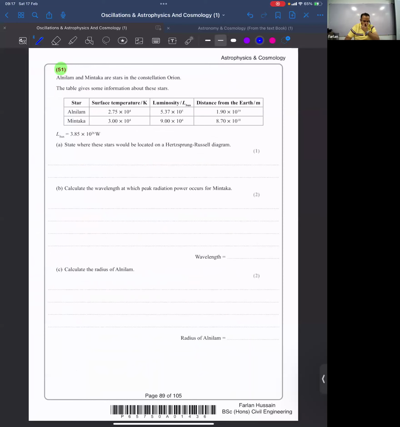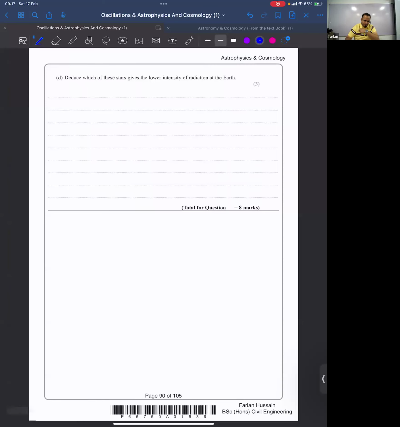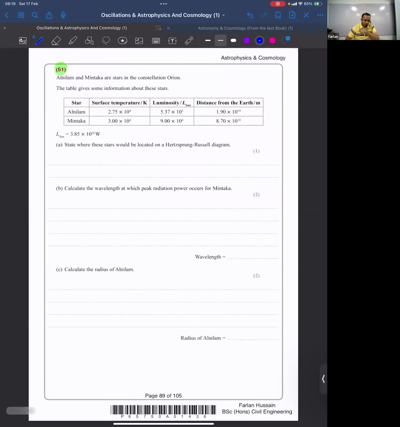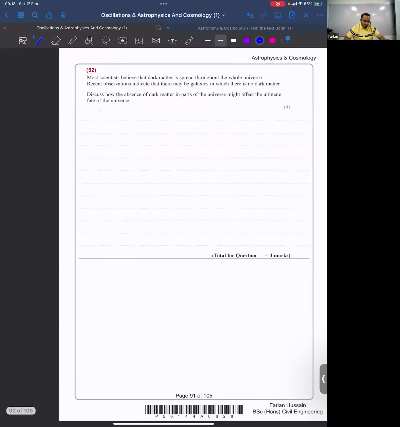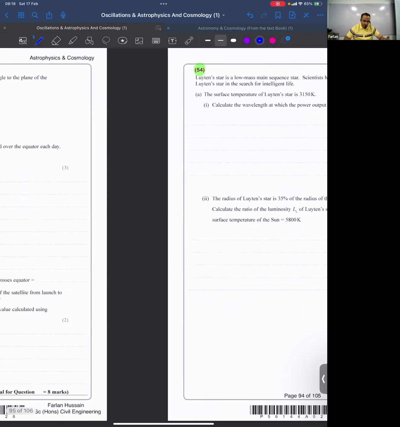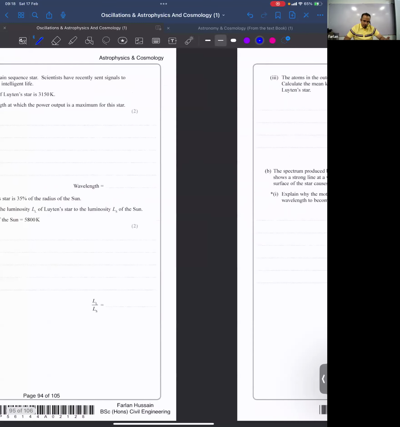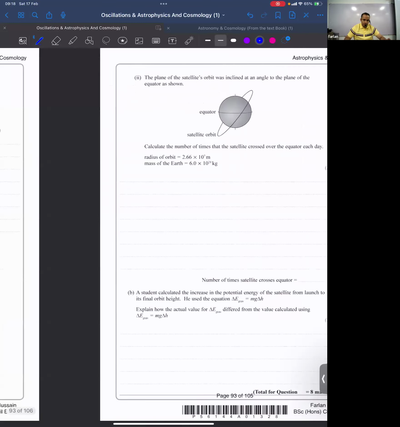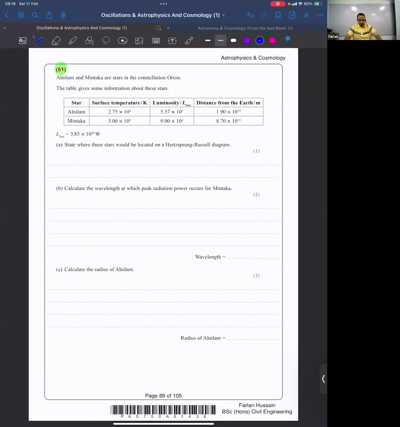Page 89, question 51. Should I do that? Is this from last week or before that? From last week. Should I do it? How many more questions are there? After this, there's one more. What's next? Okay, 51.